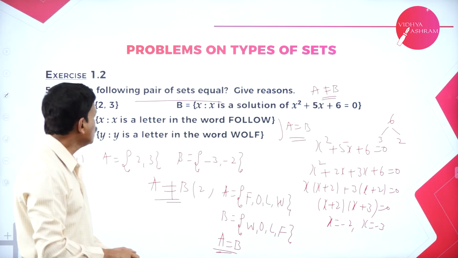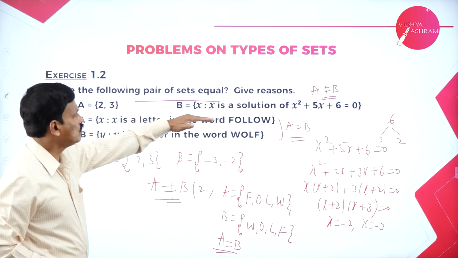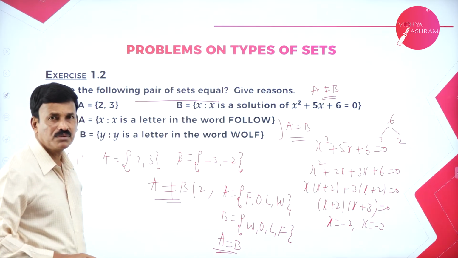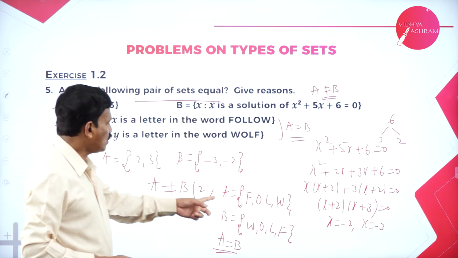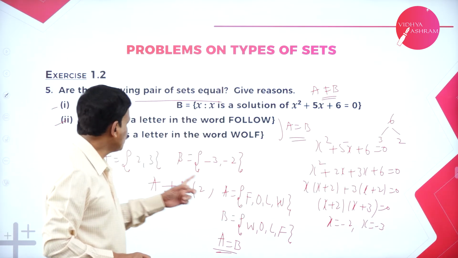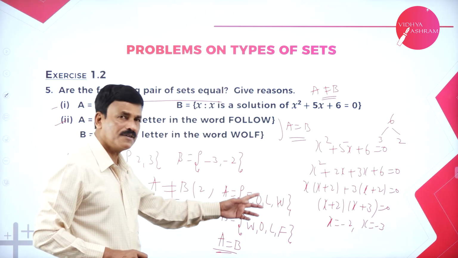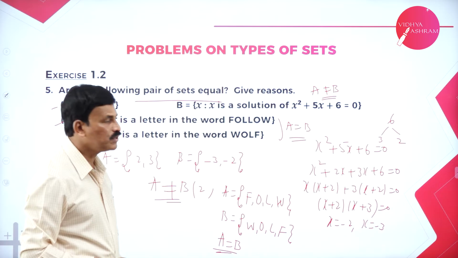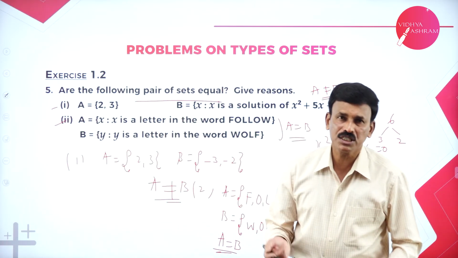That's all. So, first one, A is not equal to B because the solution of x square plus 5x plus 6 is not equal to A. The second one, the letters of the word follow are F, O, L, W, whereas the letters of the word wolf are W, O, L, F. Since this contains same elements, therefore, A is equal to B. The first set is not equal and the second set is equal.